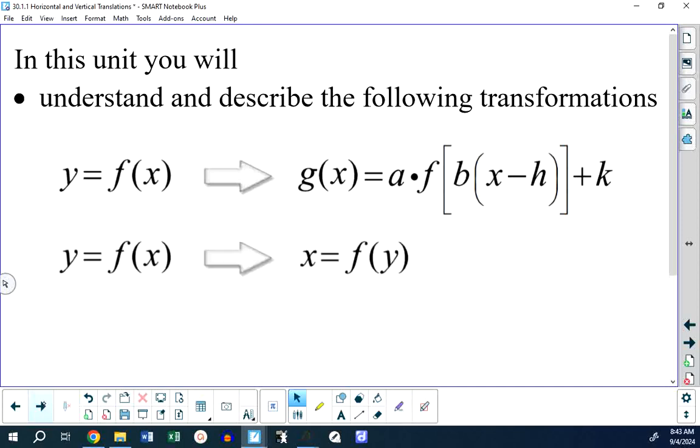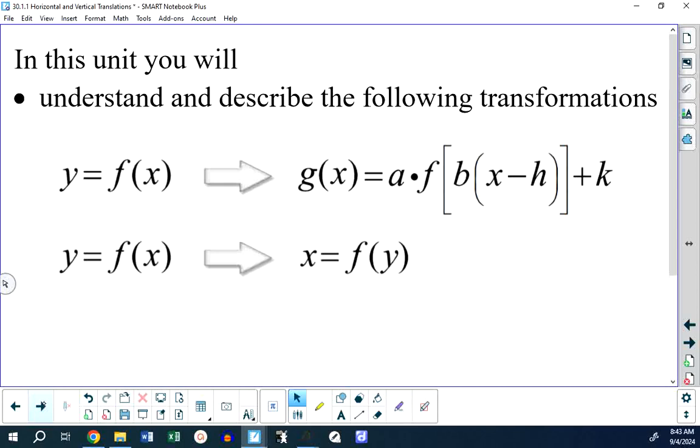You don't know what that means, and that's fine. If you knew what that meant, then I could go home, right? We're also going to be looking at this transformation. A transformation is a change in something. So y equals f of x, whatever that is, it's a function, changes to g of x, which is a times f of b times x minus h plus k, whatever that means.